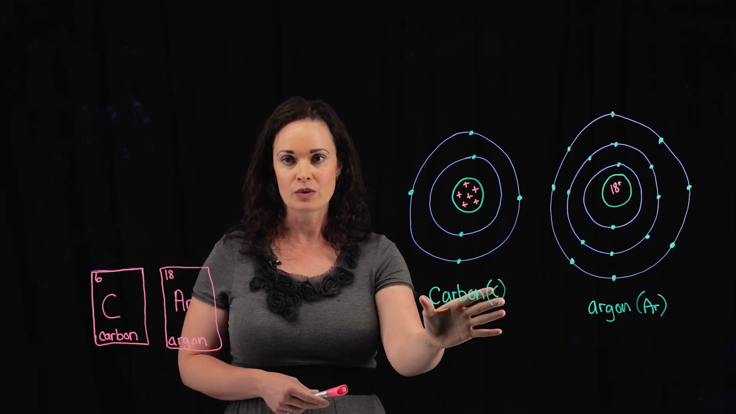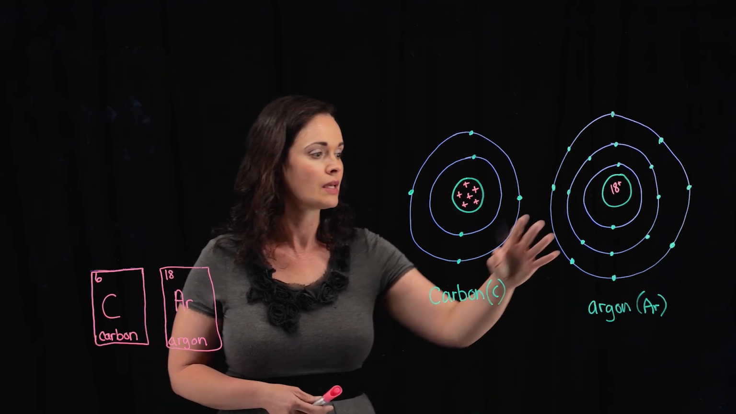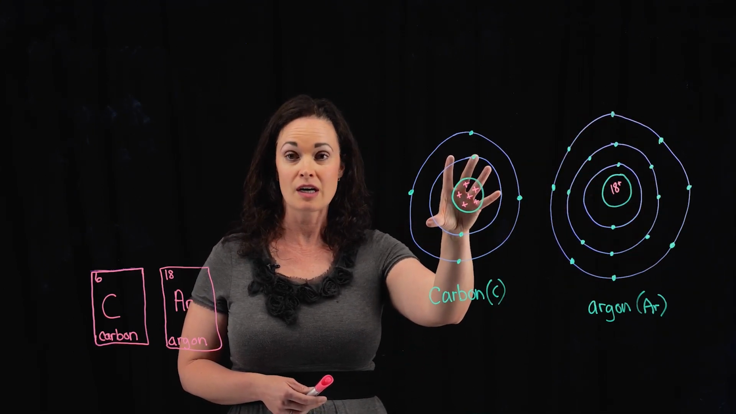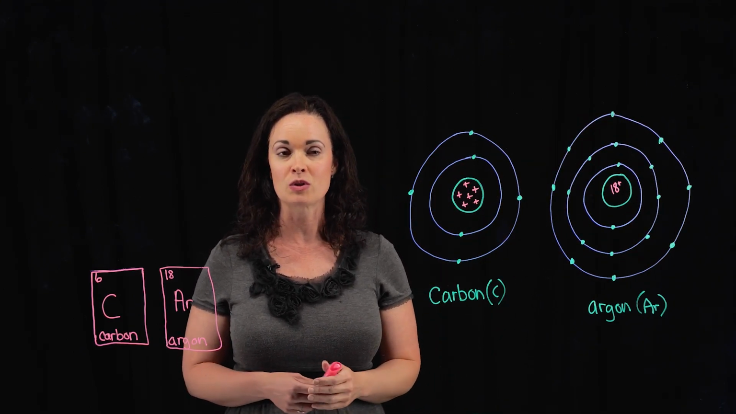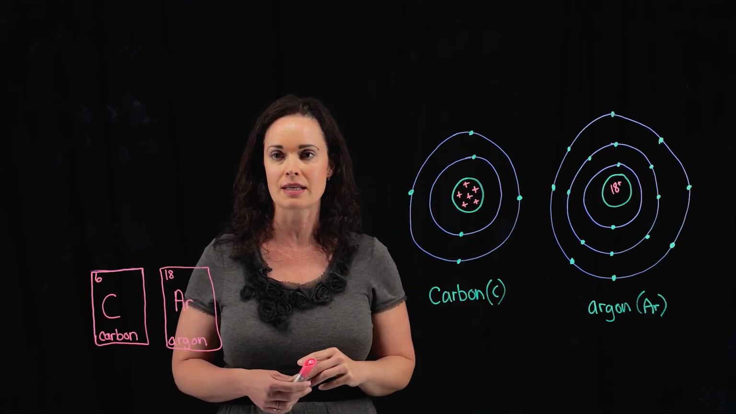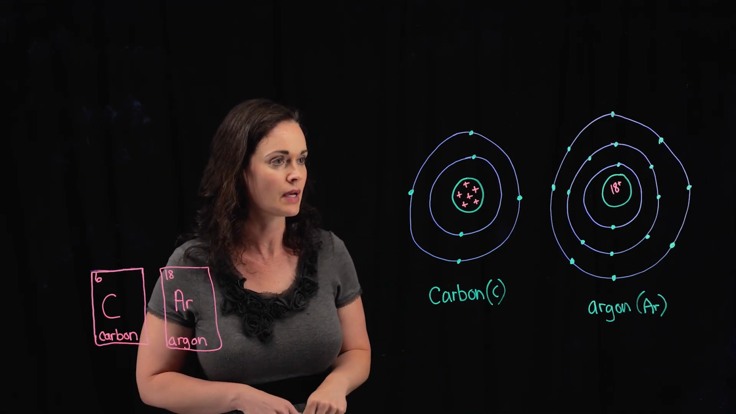I want you to compare carbon and argon to each other for just a minute. Argon has an outermost shell that's full. Carbon does not have an outermost shell that's full, right? Because we can fit 8 electrons in the second shell, it's actually missing 4 electrons from being full.